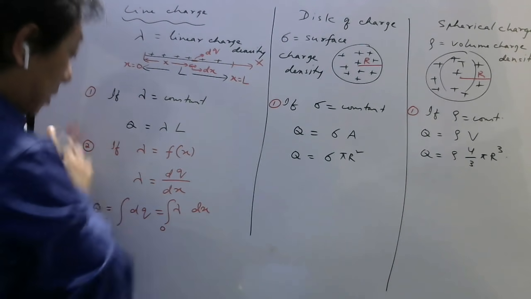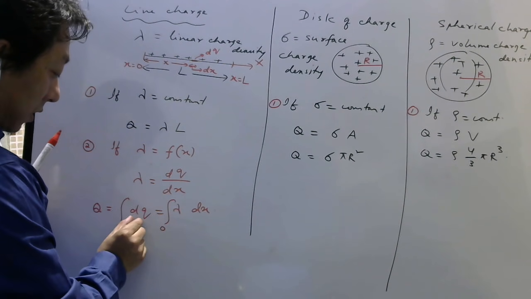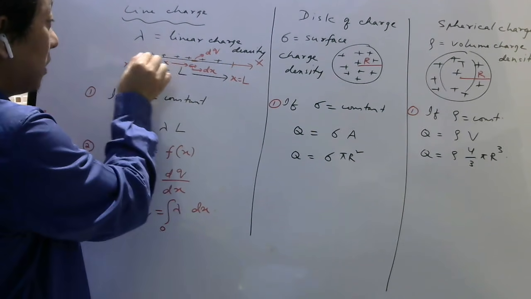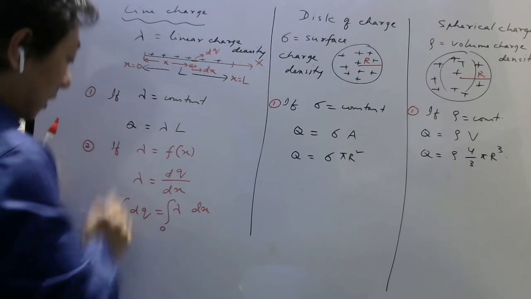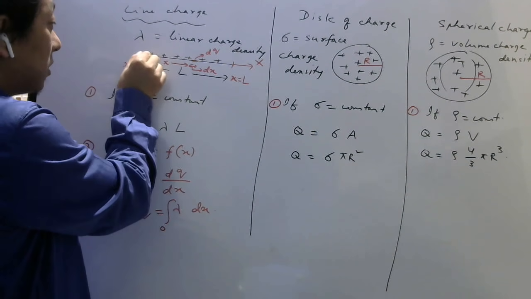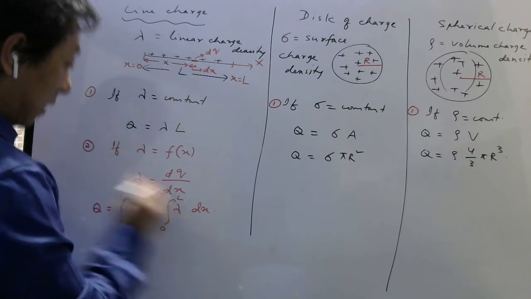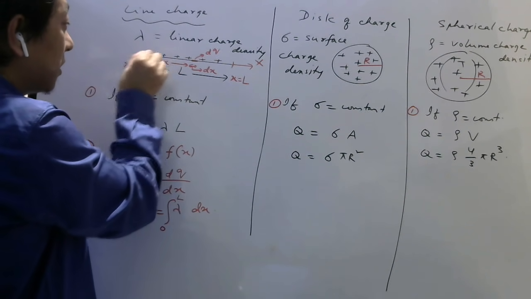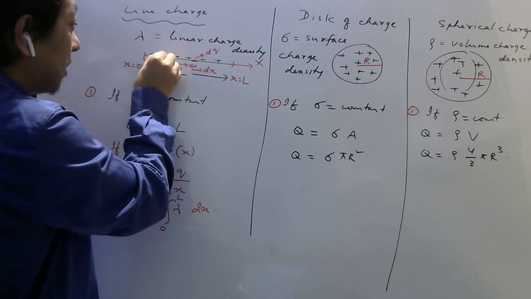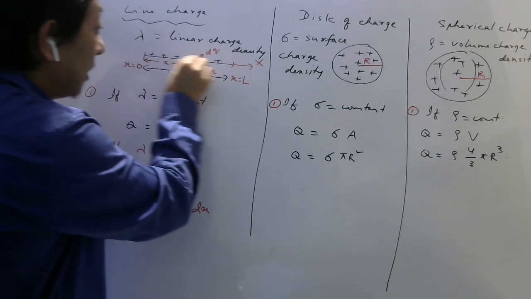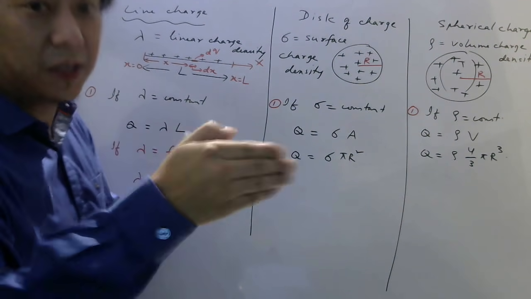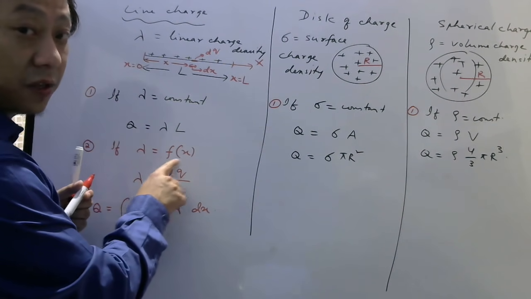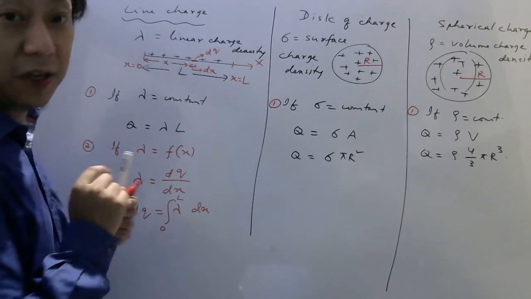Because see, what is this saying? This is saying, find dq, the charge on this small dx, right? So find the charge on this dx and then integrate dq, from where to where? From 0 to L. So from 0 to L means you take the charge of this much dx, then of this much dx, then of this much dx till you reach here. Then you integrate. That is what you have to do if lambda is given as a function of x and if it is not constant.